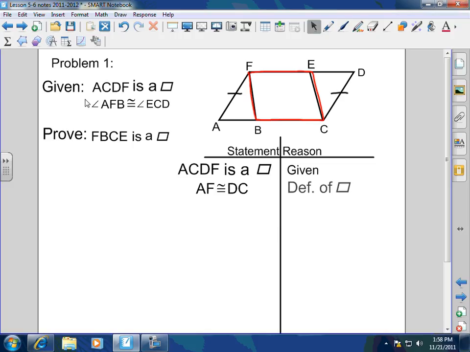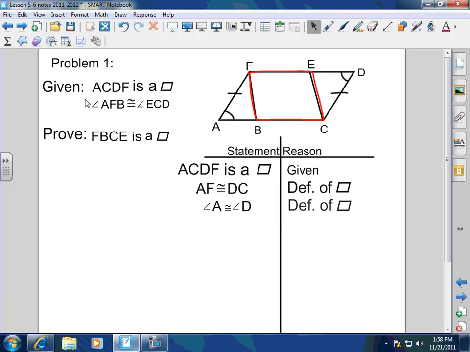What would the next one be? Angle A is congruent to angle D. Very good. Angle A is congruent to angle D. And yes, again, definition of parallelogram. Very good.